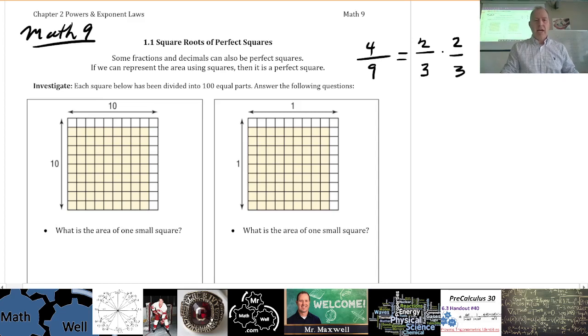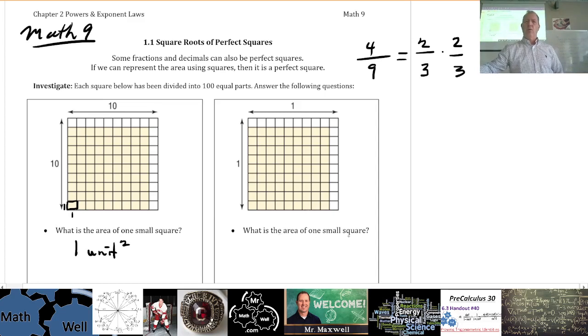If this is 10 units, each little square has a side length of 1. And so if it's 1 times 1 for one of these little squares, so I'll write the little 1 there, a little 1 there. So the area of this little square would be length times width, or the side times itself, which is 1 times 1, which is 1 unit squared. Very good. 1 unit squared. Excellent.